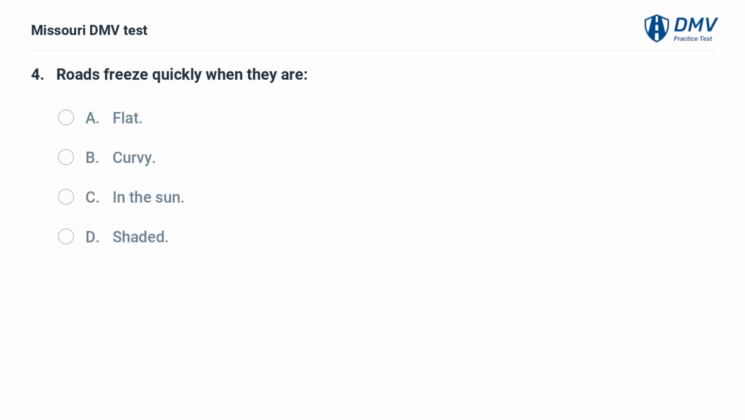Roads freeze quickly when they are A. Flat. B. Curvy. C. In the sun. D. Shaded.